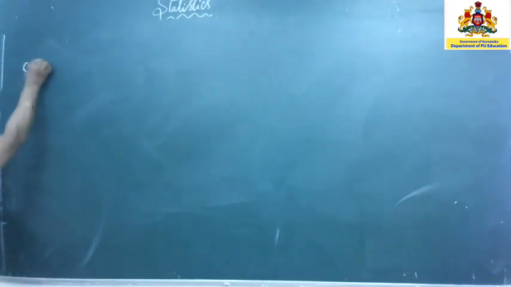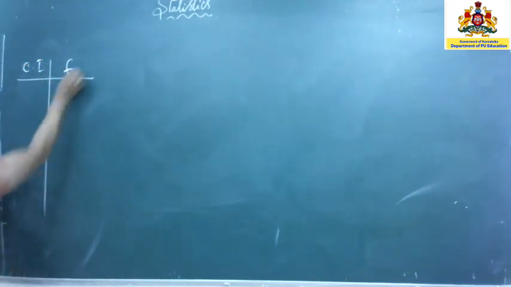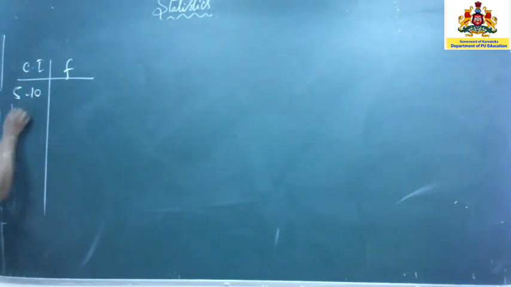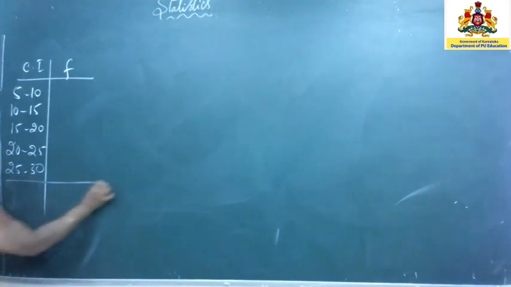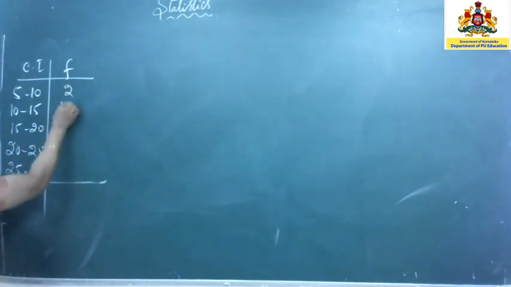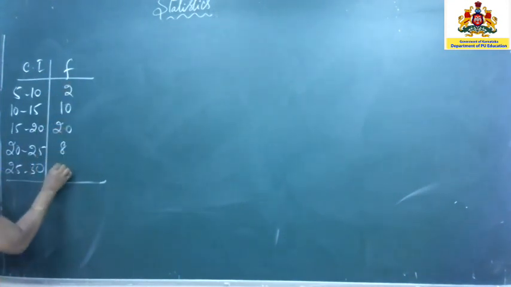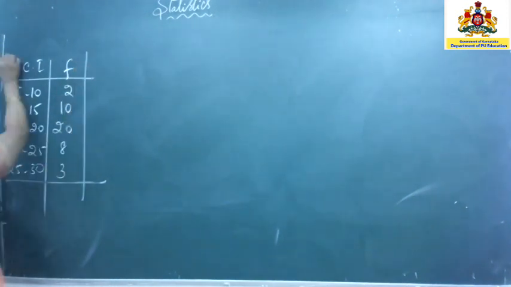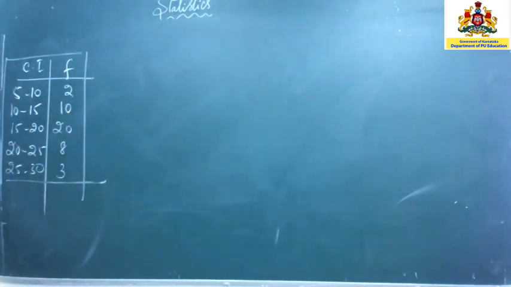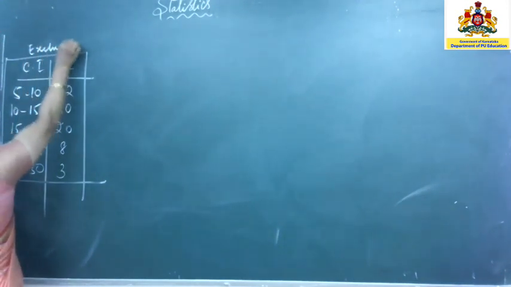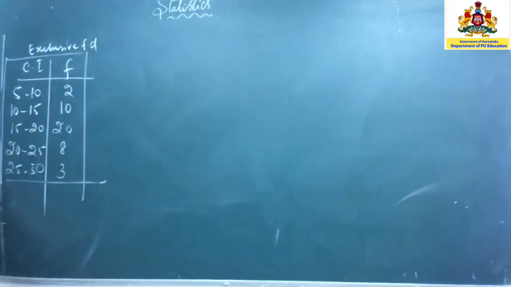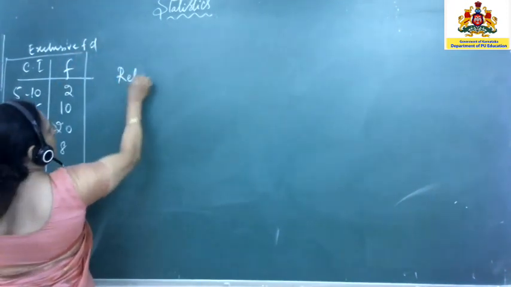One is called relative frequency, another is called frequency density. Suppose you take class interval and frequency: 5 to 10, 10 to 15, 15 to 20, 20 to 25, 25 to 30. If you remember I told you, the lesser value 10 is repeated, so you say it is an exclusive frequency distribution.